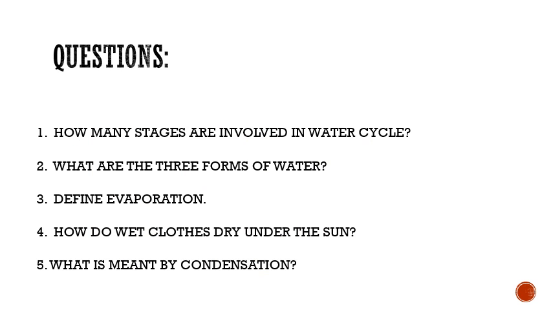Now let's move on to questions. Read these questions carefully and write your answers in an A4 sheet or in your chemistry note. Question number 1. How many stages are involved in the water cycle? Number 2. What are the three forms of water? Number 3. Define evaporation. Number 4. How do wet clothes dry under the sun? And number 5. What is meant by condensation?